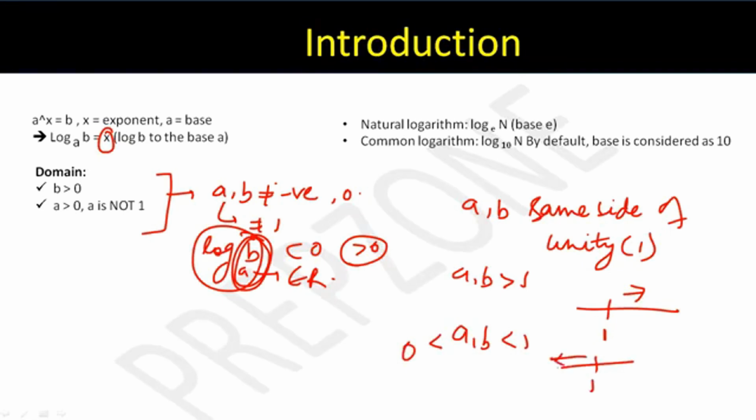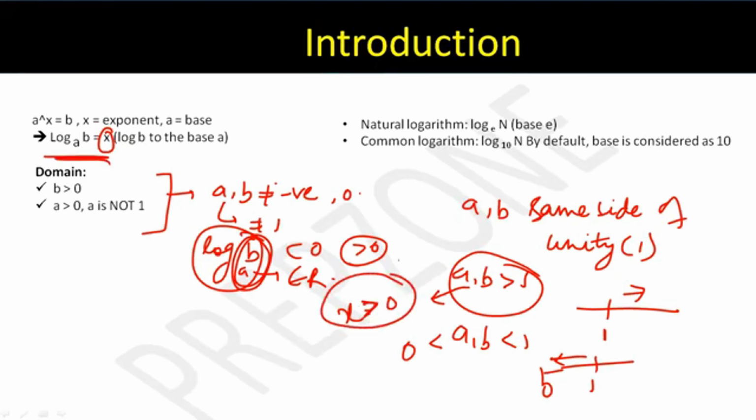If both variables are on the same side of unity, then the value of log B to the base A will always be positive. You can remember this as a theorem. The proof is also easy; you'll be able to visualize it yourself. If you are still interested in the proof, you can ping me offline. For now, just remember that if A and B are on the same side of unity, the value of the log will be positive. The vice versa also holds true: if A and B are on opposite sides of unity, then the value of the logarithm will be negative.